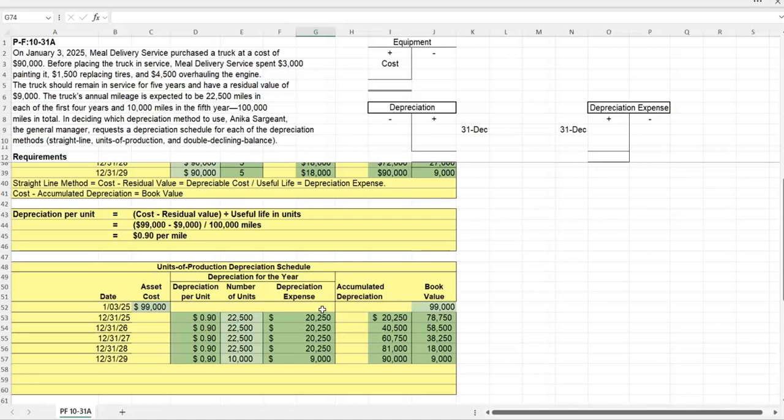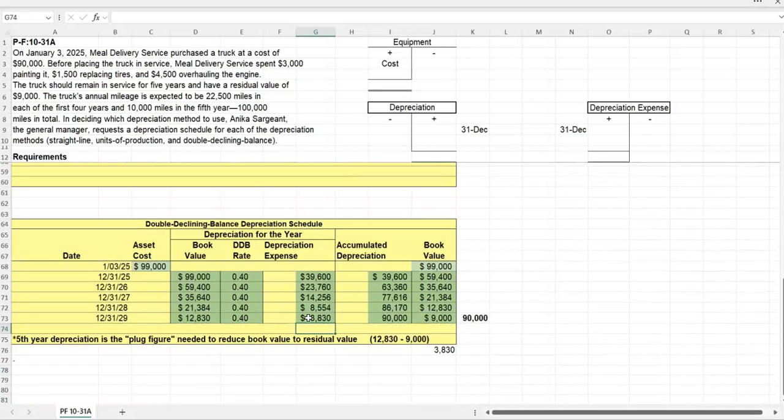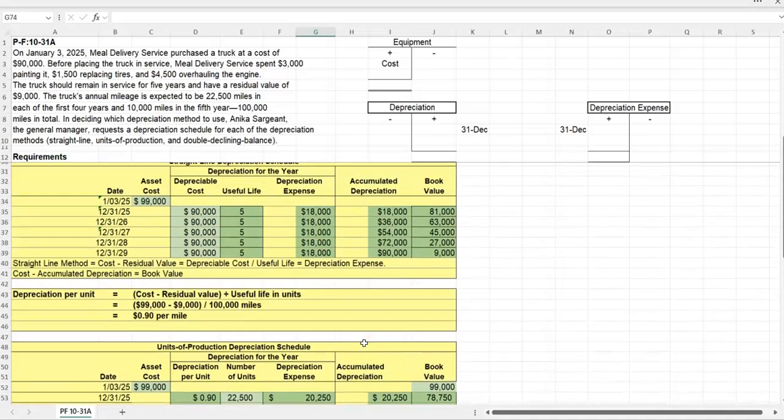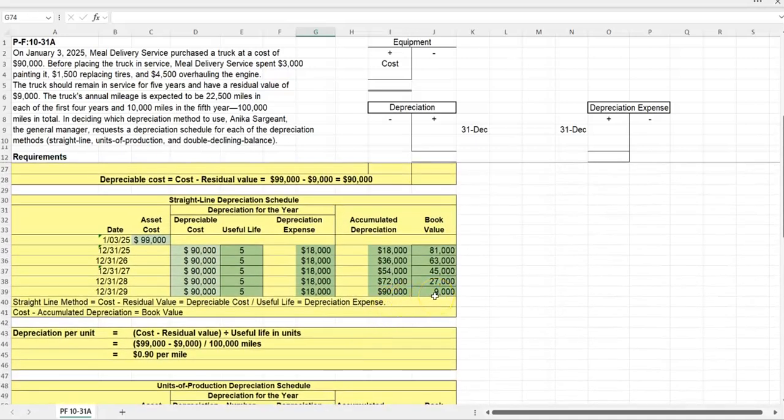Units of production, miles is a unit of production. That's an easy one to do for vehicles. It could be hours or time for machines. Sometimes the number of hours a machine runs, they'll depreciate it over years. And then finally, double declining balance, if we want an accelerated depreciation, more depreciation the first year. It doesn't matter which methods we use. In the end, the most we can depreciate is the depreciable cost, which is $90,000. So it all comes out the same in the end, the same accumulated depreciation and book value.